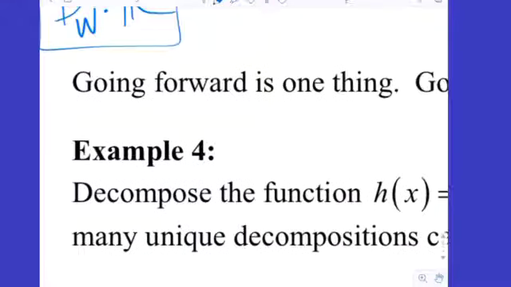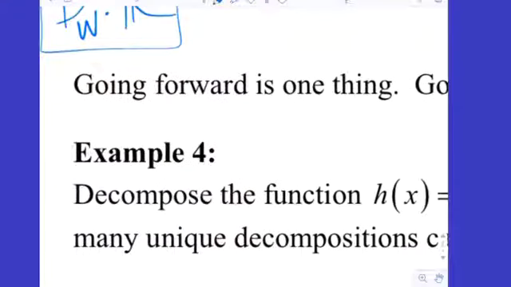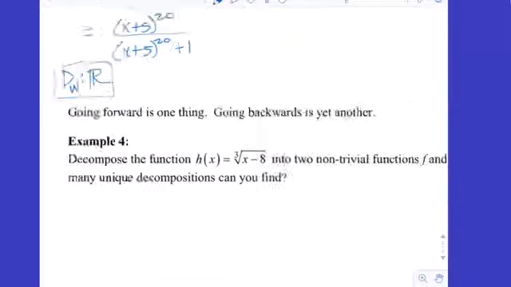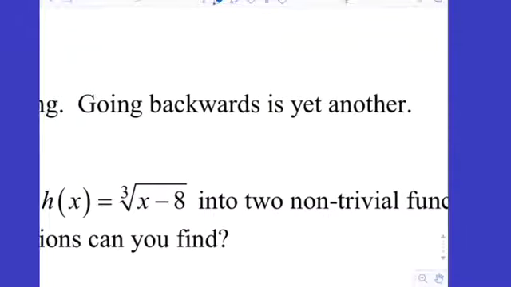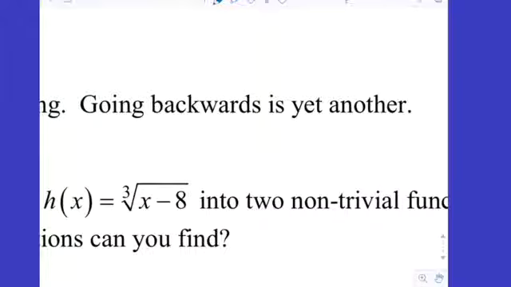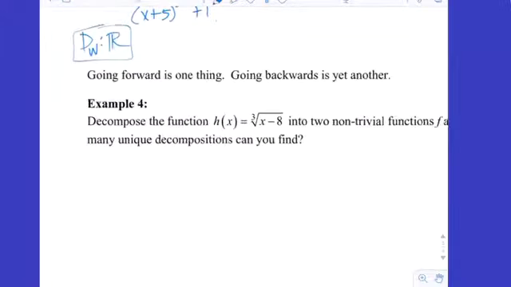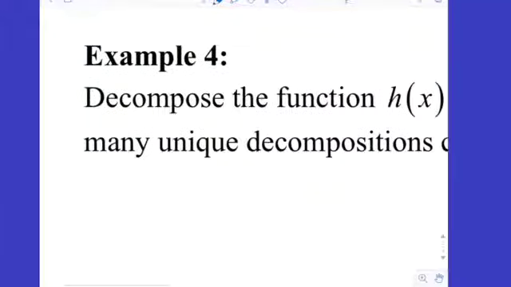Hey, look, hard to refute. Going forward is one thing. Not two things. One thing, going forward. Going backwards is yet another thing. So that would be two things, right? Forward, 1, backwards, 2. I don't know what that means. Why is that there? Oh, it's a segue.